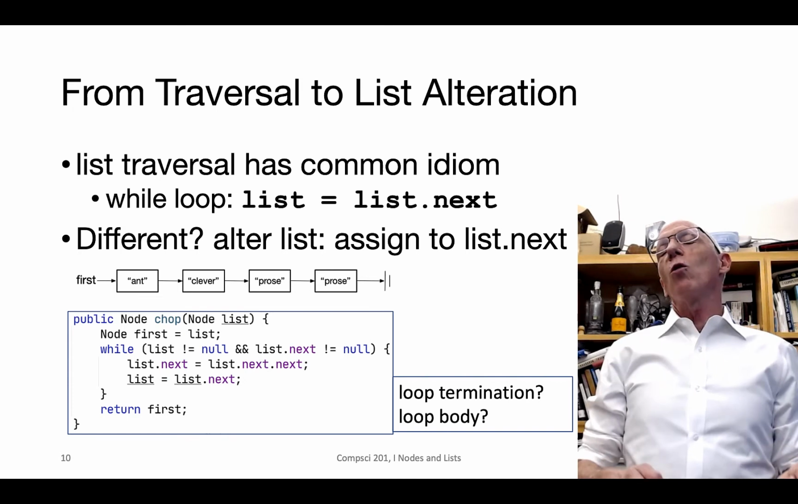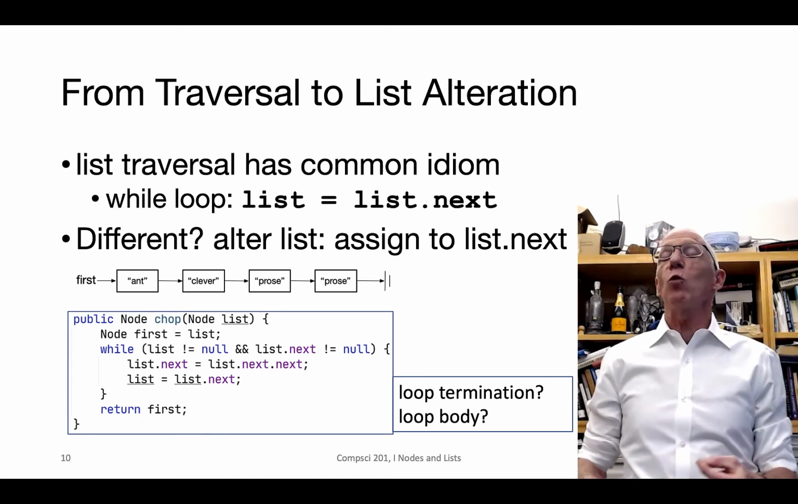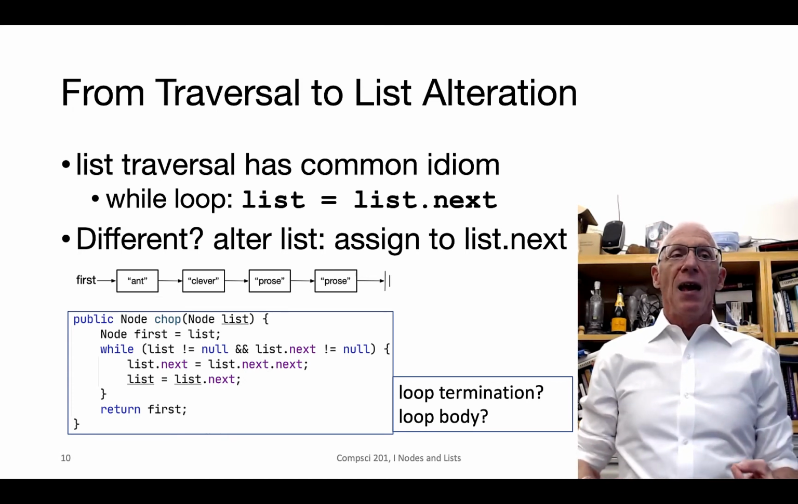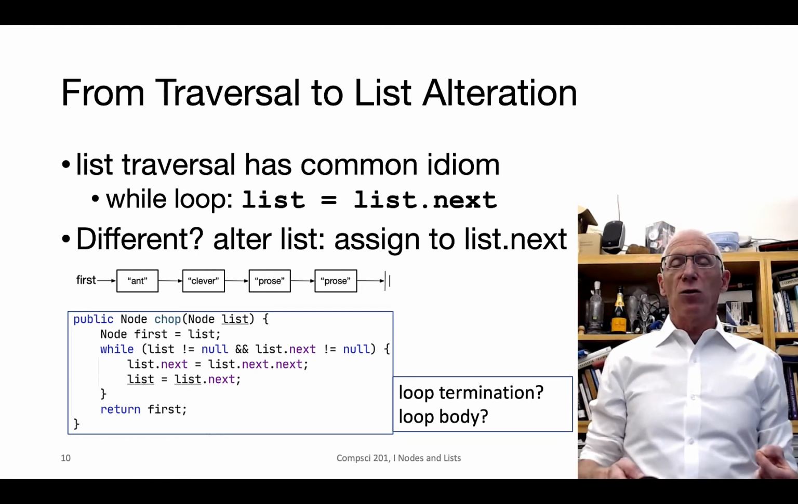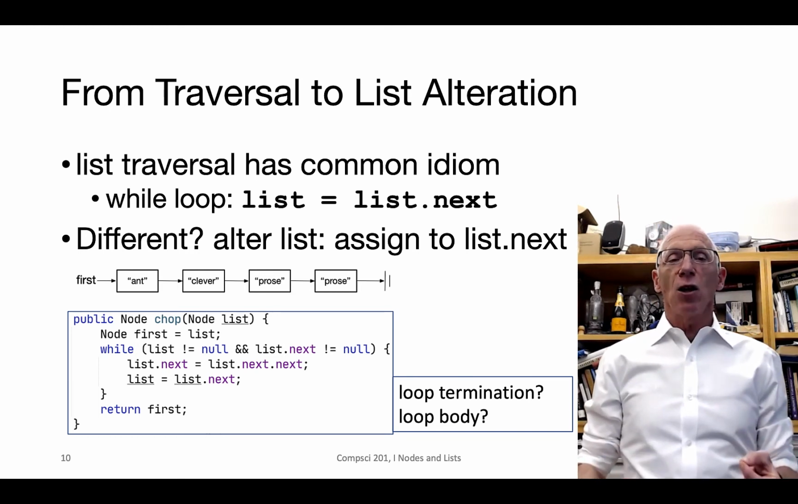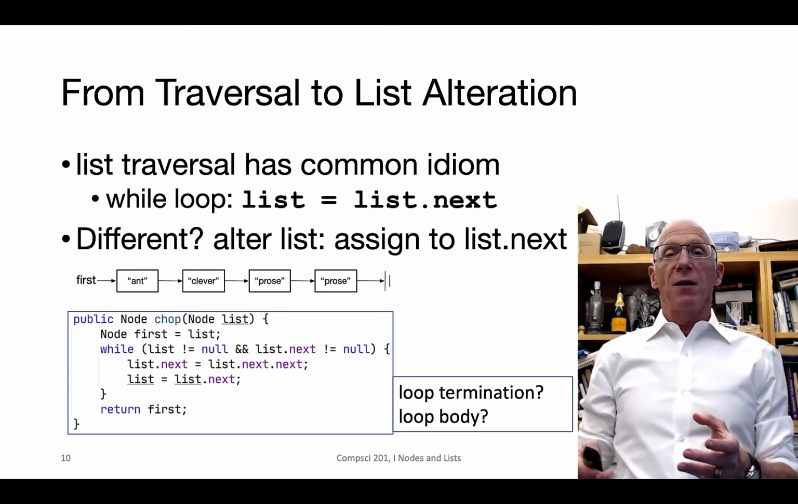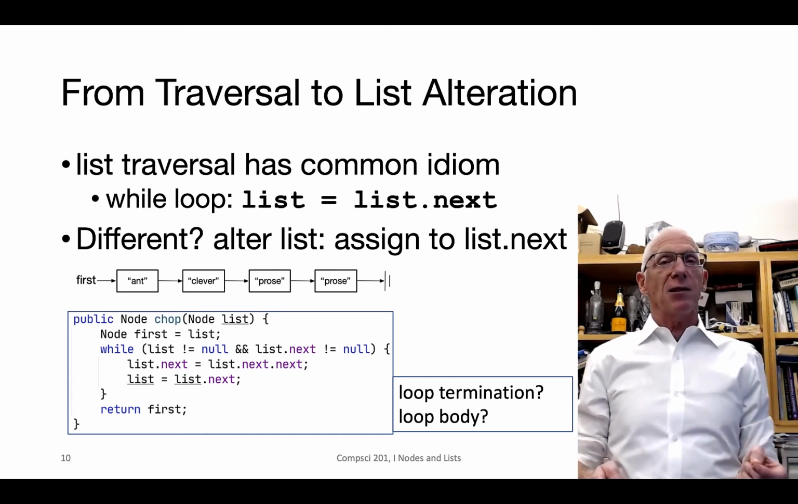In addition to traversing a list, sometimes we'll want to change the list. And when we change a list, we'll need to assign to a next field. In this code, we'll walk through an animation, but we see that the loop test is slightly different.